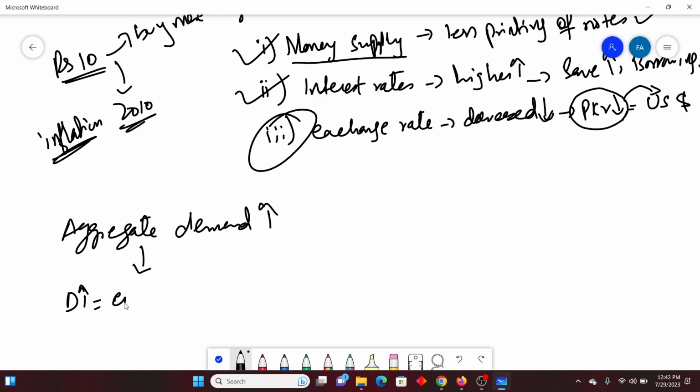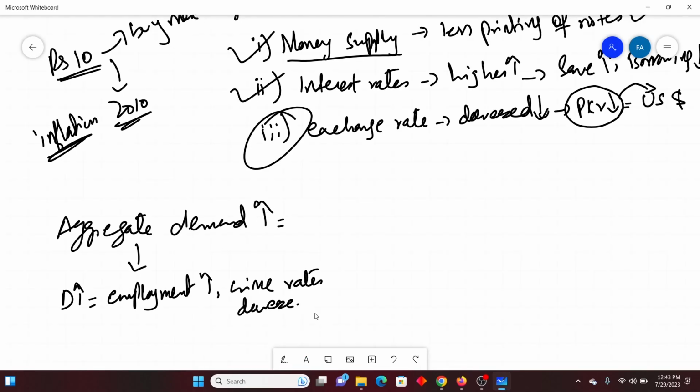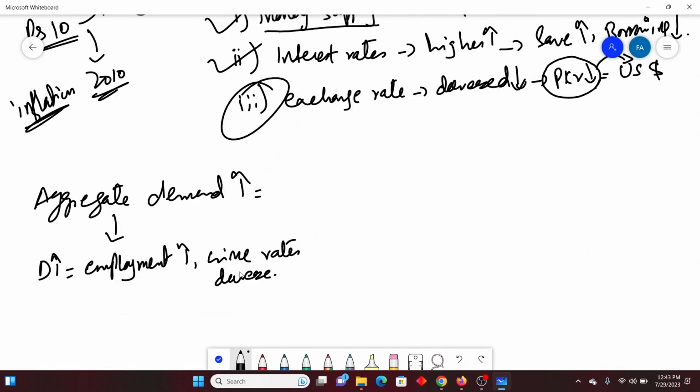There is increased employment, and when there is increased employment, what happens? The crime rates decrease. The standard of living increases, and these are a lot of benefits we receive after just going for the aggregate demand increase. So how will the aggregate demand be increased?